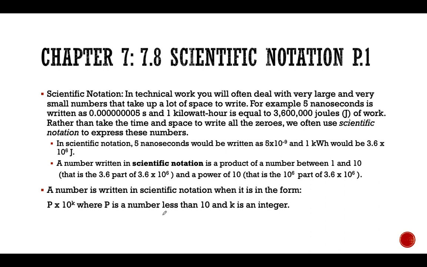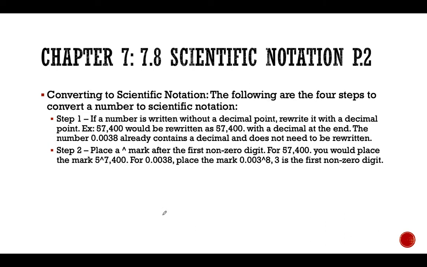In scientific notation, 5 nanoseconds would be 5 times 10 to the negative 9, and 1 kilowatt hour would be 3.6 times 10 to the 6 joules. A number in scientific notation is a product of a number between 1 and 10, that's the 3.6 part of 3.6 times 10 to the 6th, and a power of 10, that's the 10 to the 6th part. The general format of a number written in scientific notation is p times 10 to the k, where p is a number less than 10 and k is an integer.